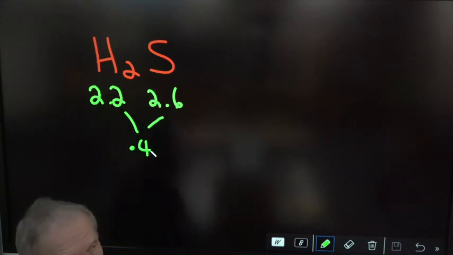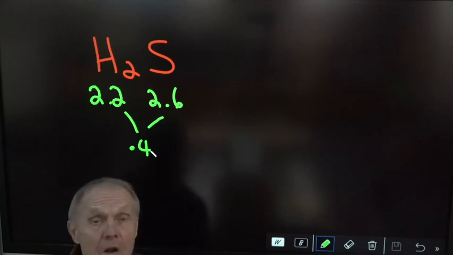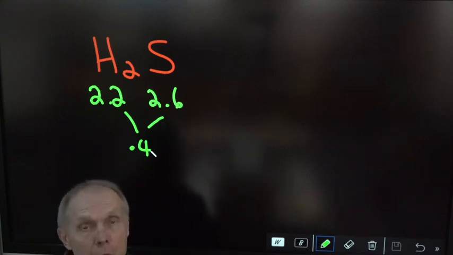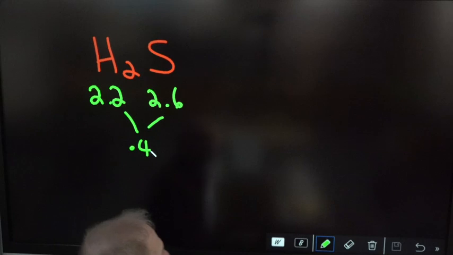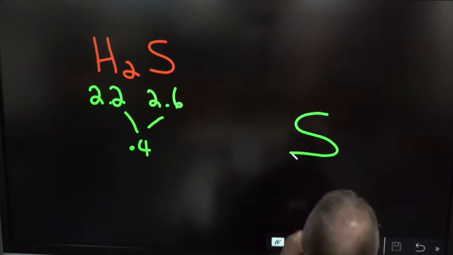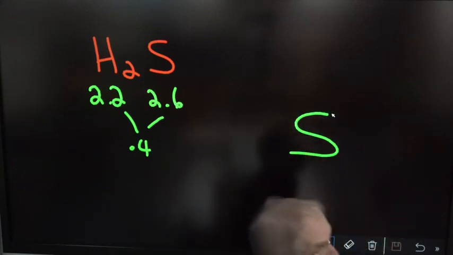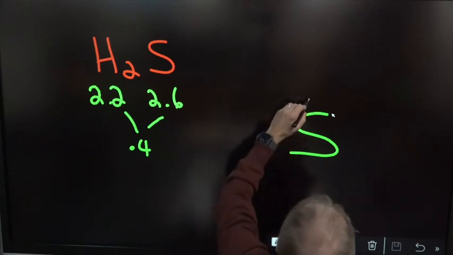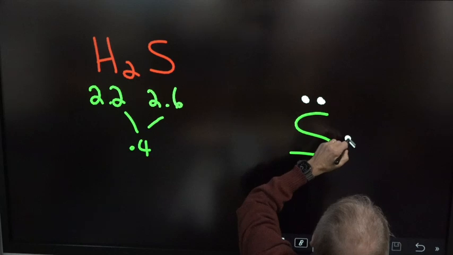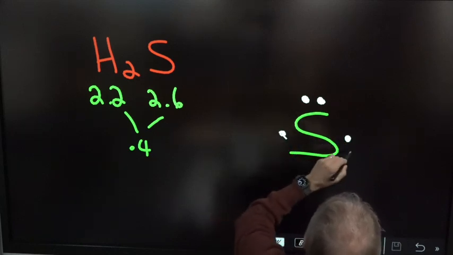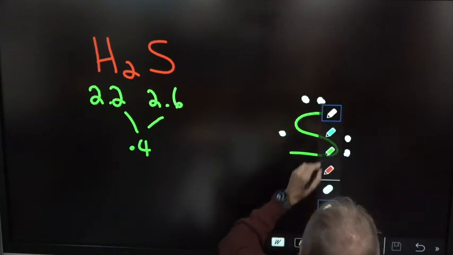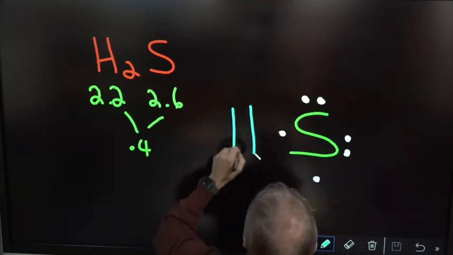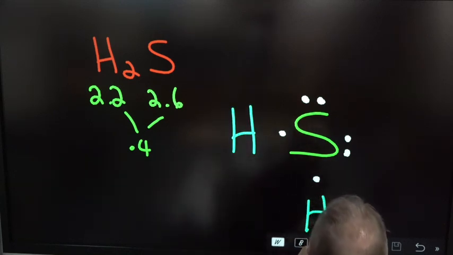So this one, hydrogen 2.2, like it's always been. Sulfur's only 2.6. The difference is only 0.4. This is a very weak polar bond. So let's electron dot it. Sulfur, group 16, which means it's got 6 valence electrons. Here's my S2, P1, P2, P3, P4. I'm going to put my hydrogen here, hydrogen here.